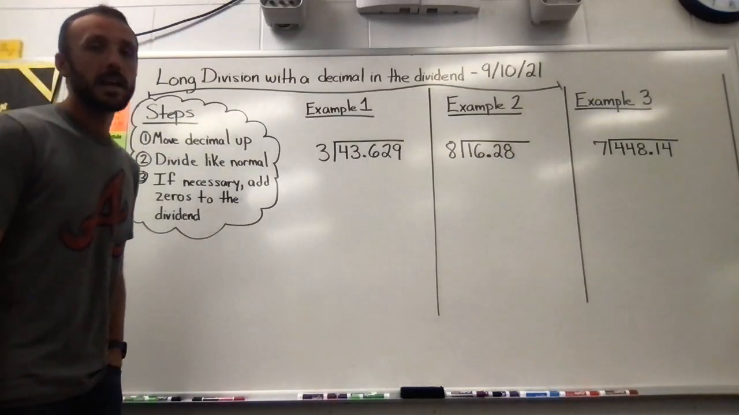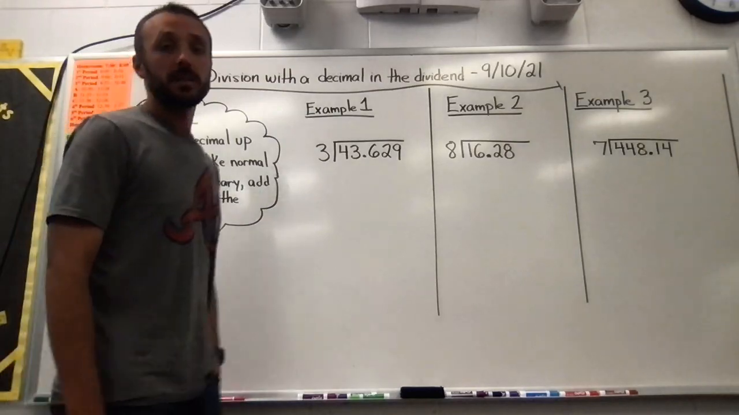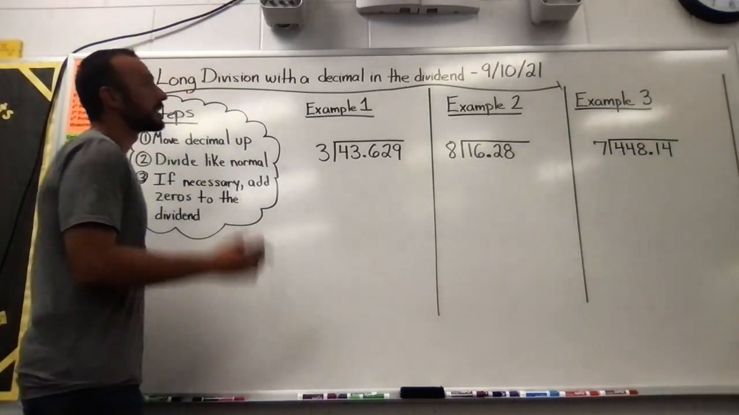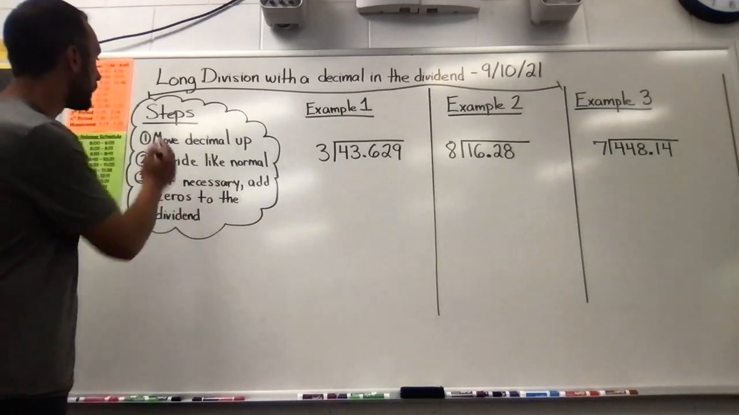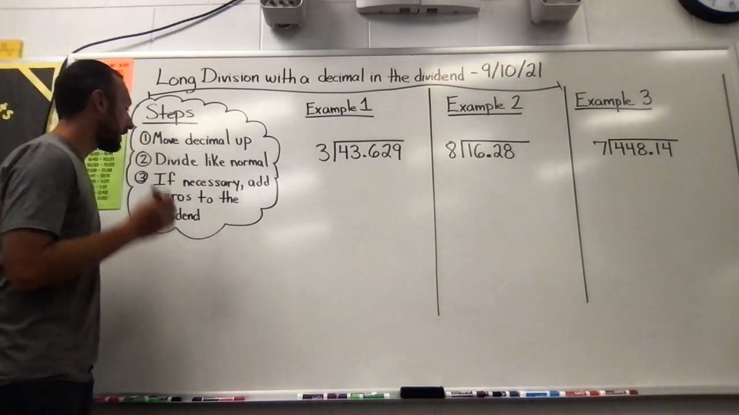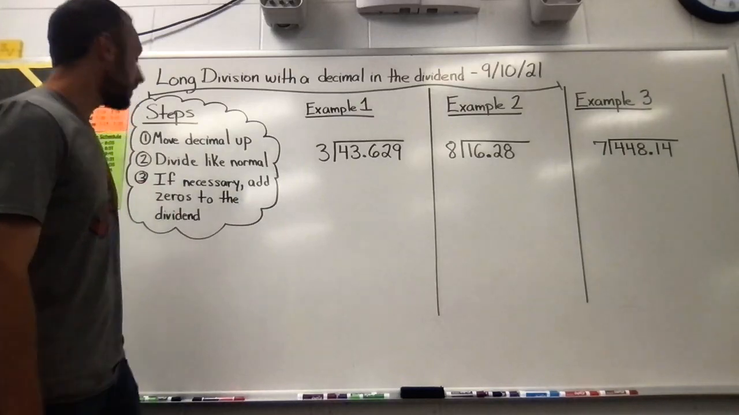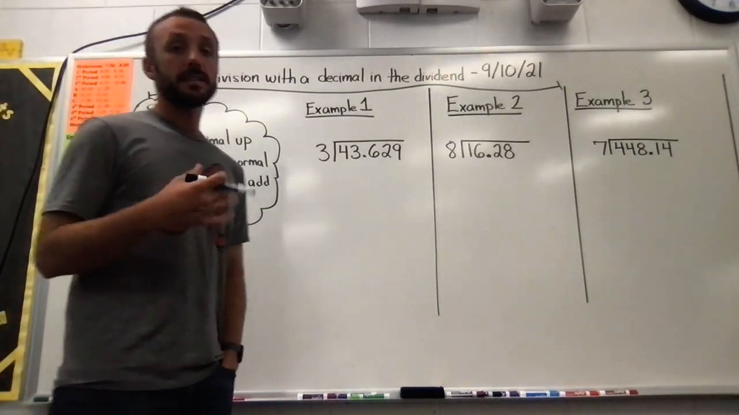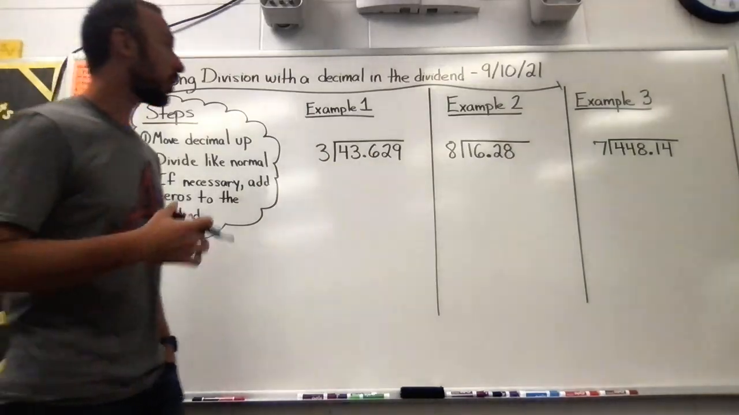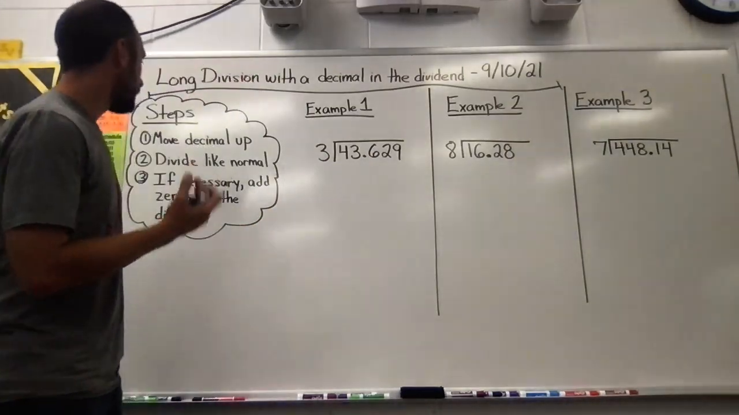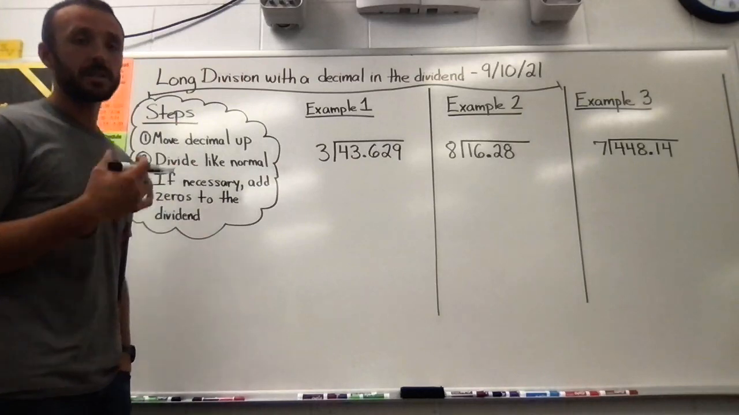It is. And today we are going to begin dividing with decimals. Mainly, we're going to be working with decimals in the dividend. So you have our steps over here. Our main three steps are move the decimal up, divide like normal, and then if necessary, add zeros to the dividend. And you will see that this is mainly just the long division that you've already done. There's nothing really hard or new here besides moving a decimal up and adding a couple zeros if necessary.